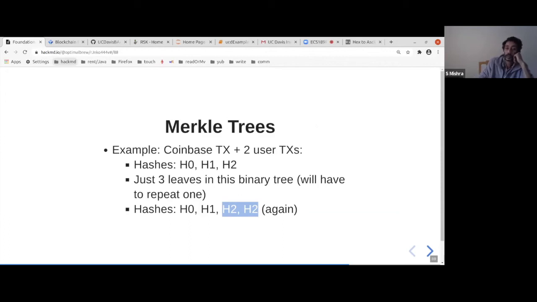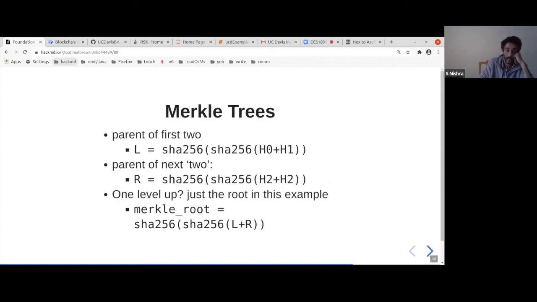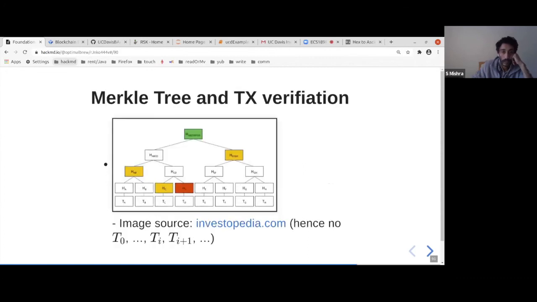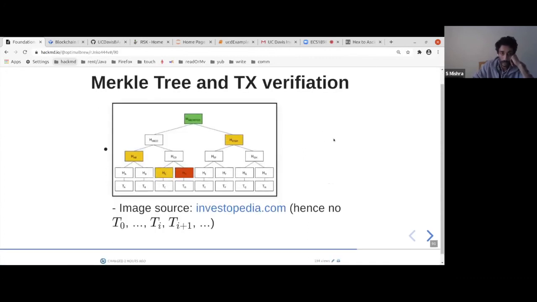It gets a little simpler, and we'll steal an image from some place here. This one is from Investopedia. If you search for Merkle trees, depending on the source, you'll find different images. This one has very simple notations, TA, TB. More CS-friendly ones will have a T0 for the Coinbase instead of TA.